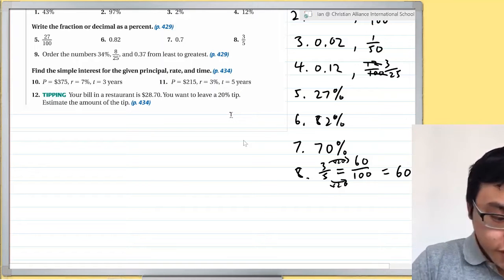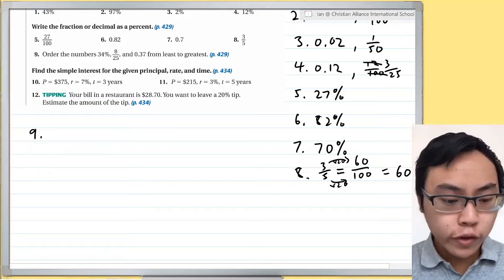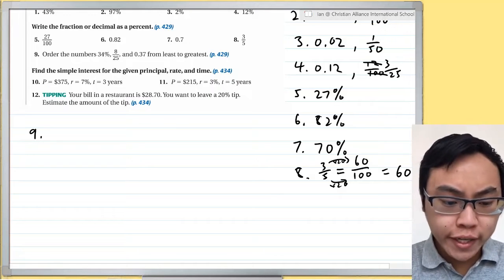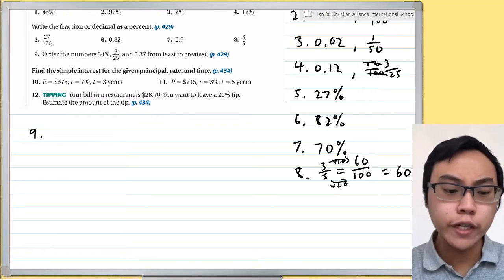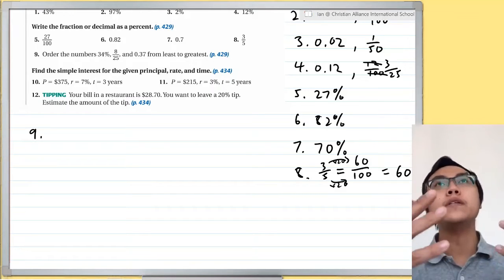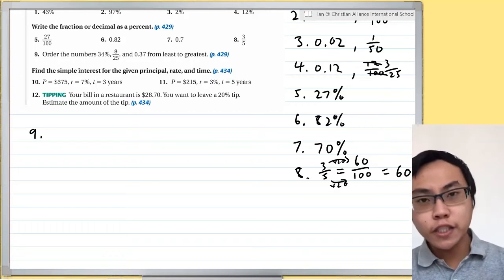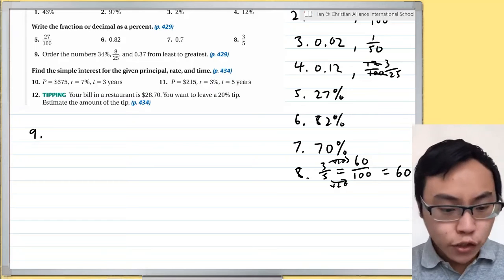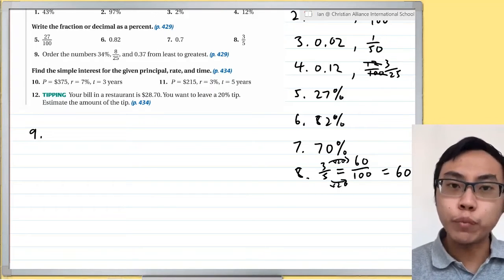Continuing with question 9 over here. So let me write down question 9. It says order the numbers 34%, 8 out of 25, and 0.37 from least to greatest. I need to change them all into one common type, so either all as percentages, all as fractions, or all as decimals. And so I would think the most simple thing is to change them all into percent.